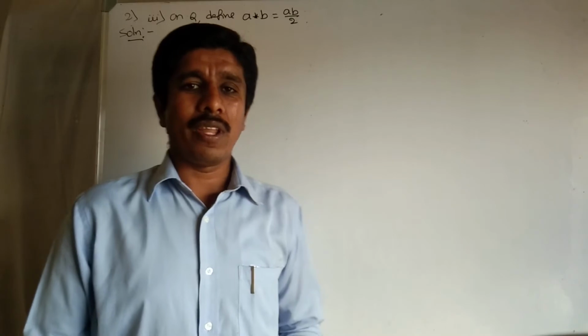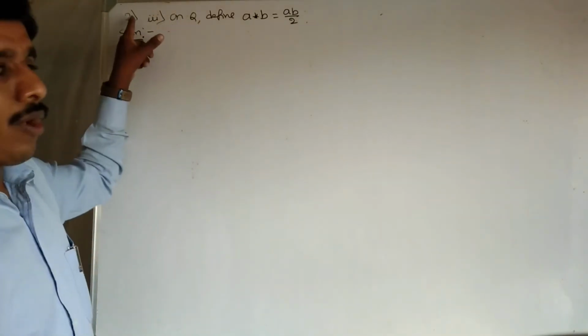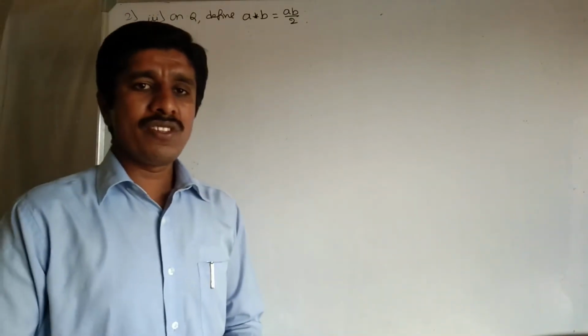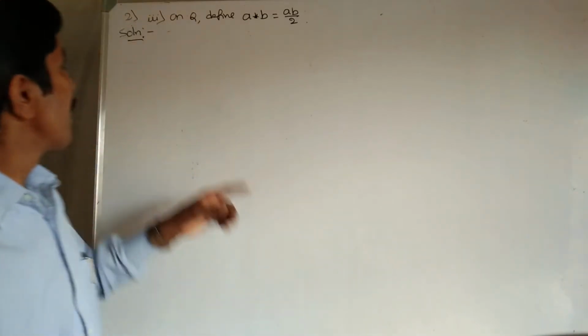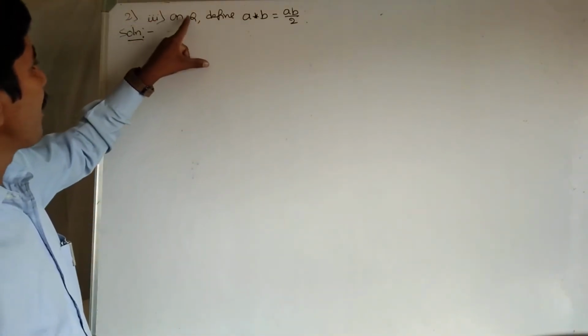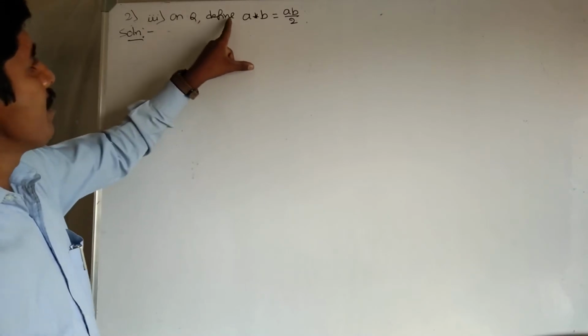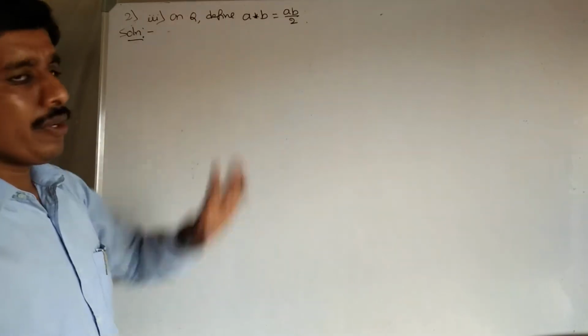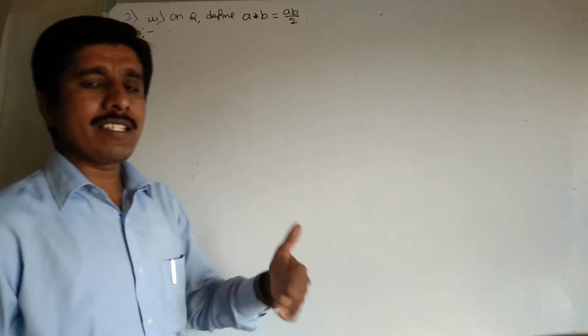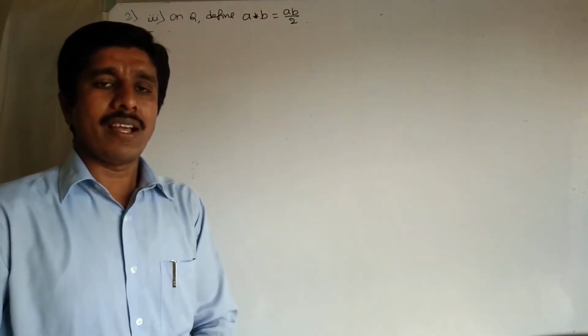Now we'll go to the problem. Second problem is to determine whether star is binary, commutative or associative. Here, sub-problem third one: on Q, the set of rational numbers, a binary operation is defined as A star B equal to AB by 2. Here we have to verify whether star is binary, commutative or associative.